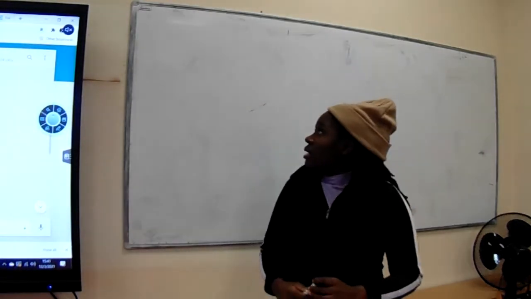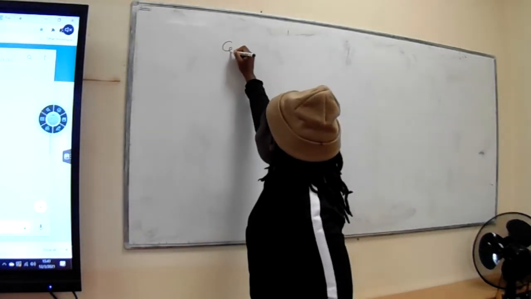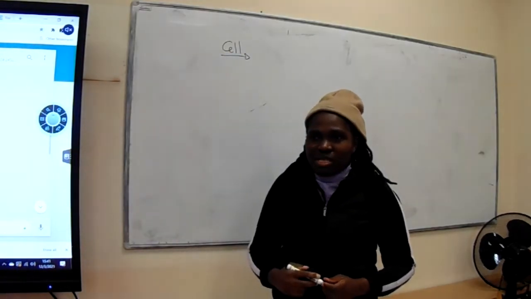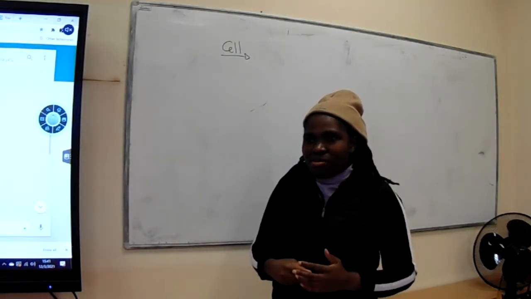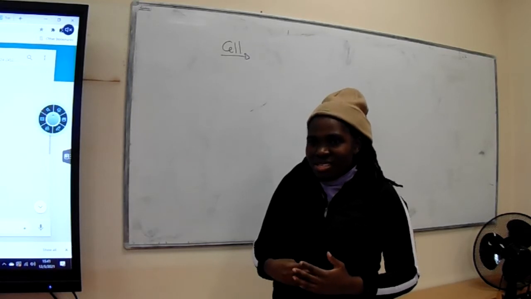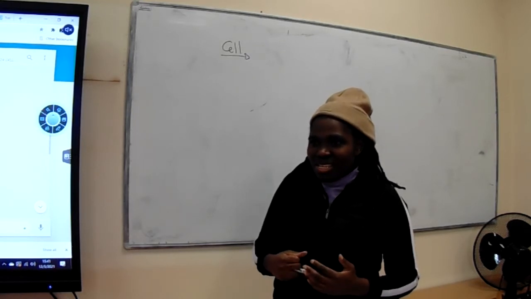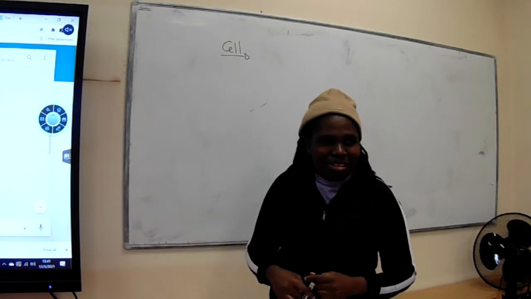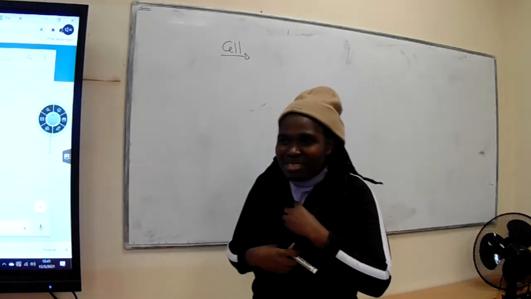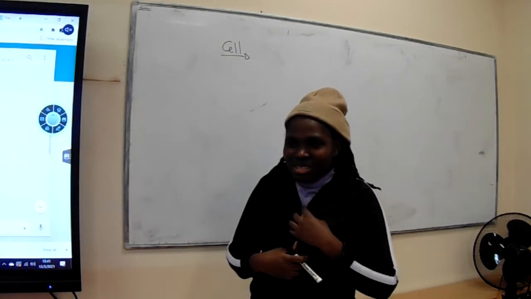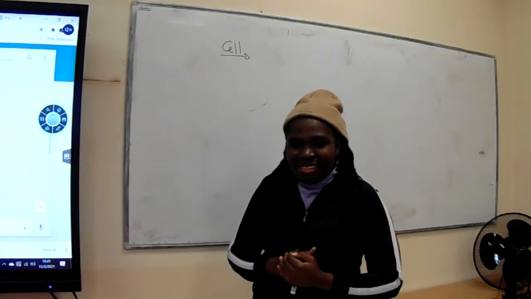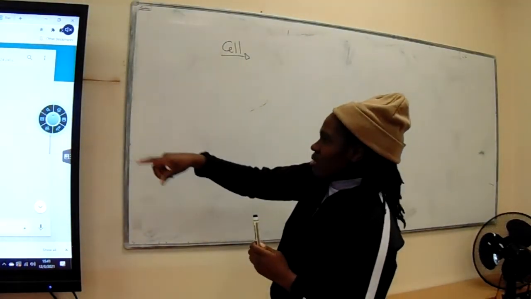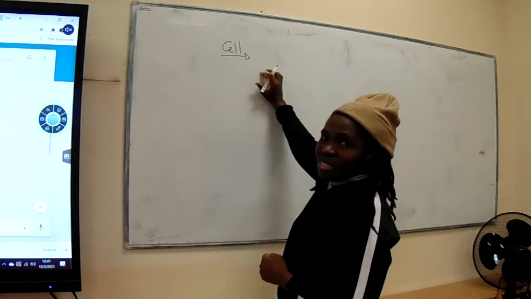So maybe I'm going to ask, can someone try and define what a cell is in simple terms? What do you understand by the word cell in simple terms? A cell is a living organism. Should we say that? If we really defined a cell, what is a cell? Okay, fine.